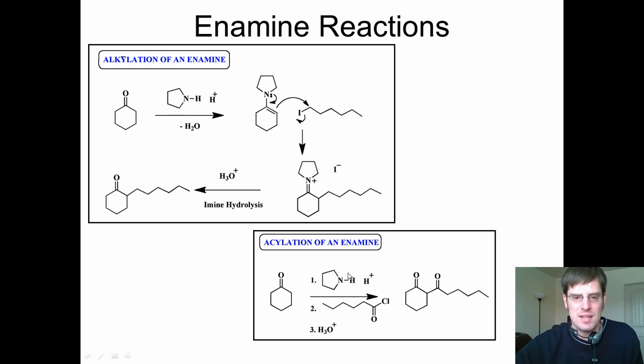I can take my ketone, treat it with this amine. It will generate the imine and then the enamine, which are not shown here, and then I can react that with this acid chloride, and it will acylate this group. After I treat it with acid, it hydrolyzes off the imine and gives me back my ketone. I think that's pretty cool.